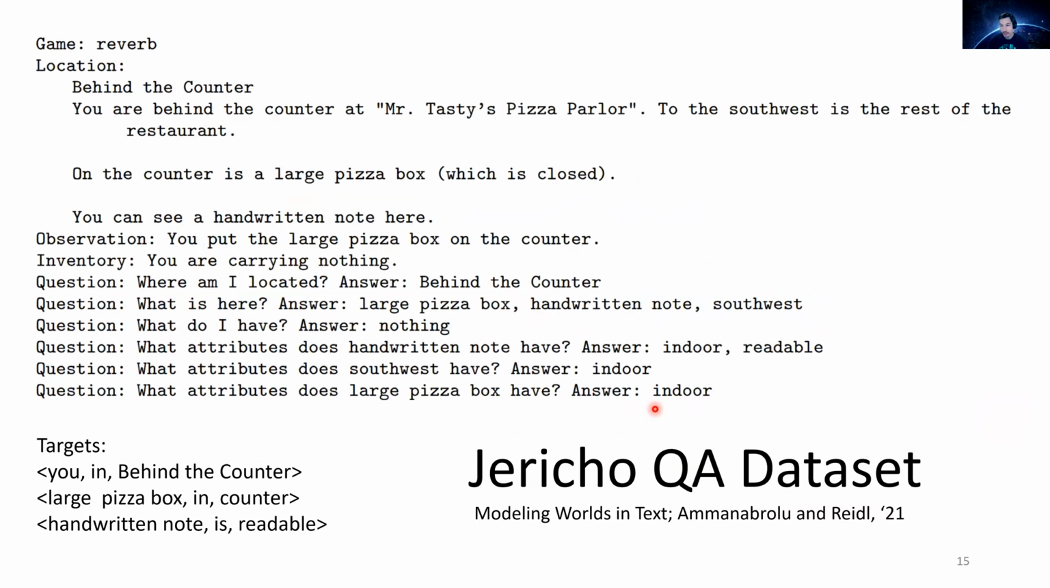So it starts by extracting a Jericho data set that consists of game locations. So for the game Reverb, one example location is behind the counter of Mr. Tasty's Pizza Parlor. And you can see some objects and observations. And what this data set consists of really is questions about where am I located, what objects are here, as well as ground truth answers that are determined by introspecting into the emulator.